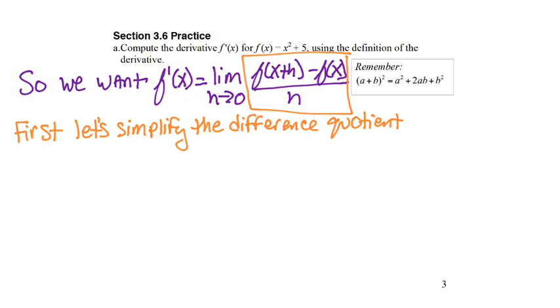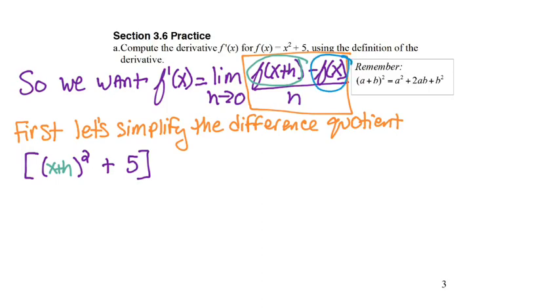I like to think of the difference quotient as 3 parts. We've got this f of x plus h in the top part. So knowing that we're simplifying x squared plus 5, I'm going to write the function x squared plus 5, but my input, instead of just being x, is x plus h. So I've now put x plus h in where x went.